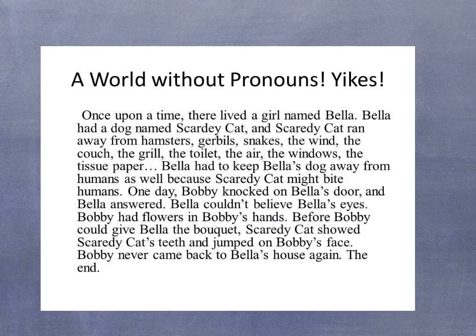Once upon a time, there lived a girl named Bella. Bella had a dog named Scaredy Cat, and Scaredy Cat ran away from hamsters, gerbils, snakes, the wind, the couch, the grill, the toilet, the air, the windows, the tissue paper. Bella had to keep Bella's dog away from humans as well because Scaredy Cat might bite humans.